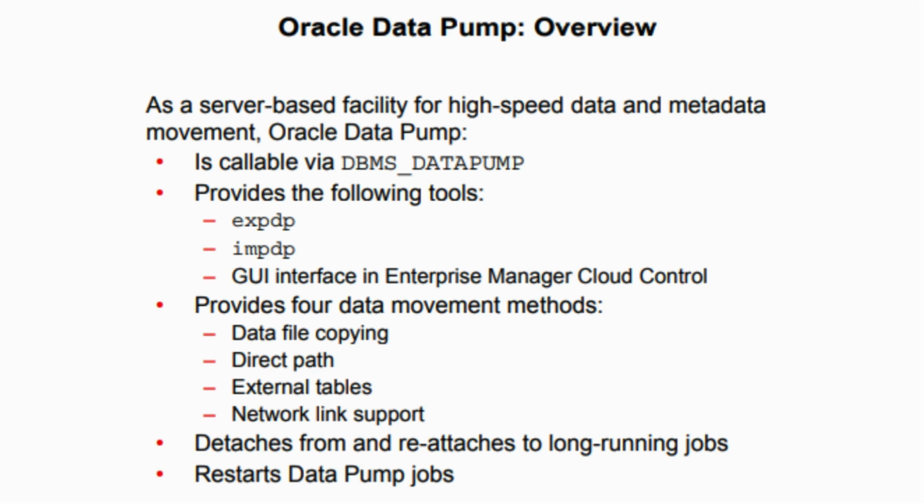The ability to detach from and reattach to long-running jobs without affecting the job itself enables you to monitor jobs from multiple locations while they are running. All stopped DataPump jobs can be restarted without loss of data as long as the meta information remains undisturbed. It does not matter whether the job is stopped voluntarily or involuntarily due to a crash.